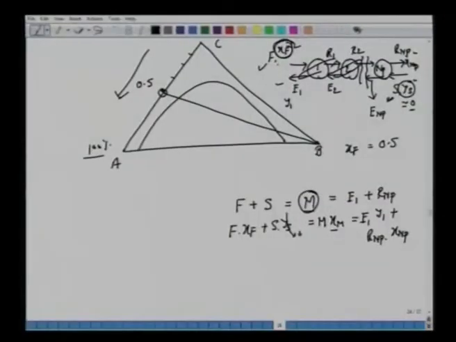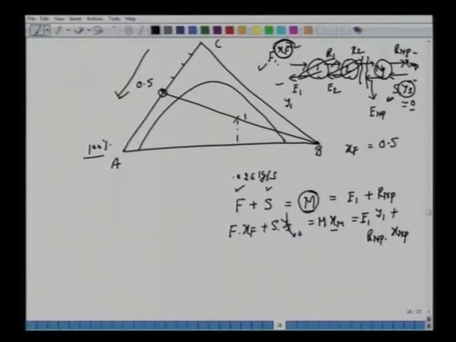So knowing this coordinate here, 0.5 and 0, and the amount of solvent S and F is given to us, the same amount, 0.025 kg per second, both mathematically as well as graphically we can find the mixing point M. So let's say this is M here, or XM.